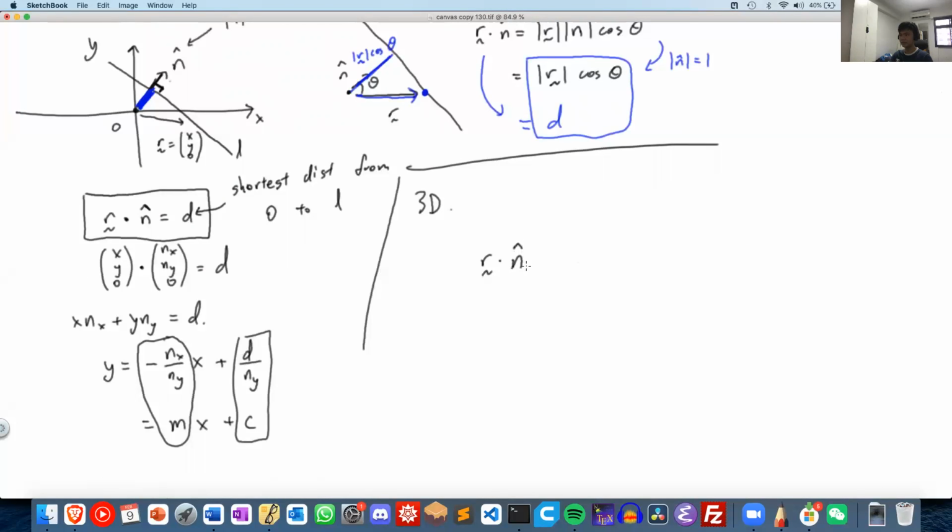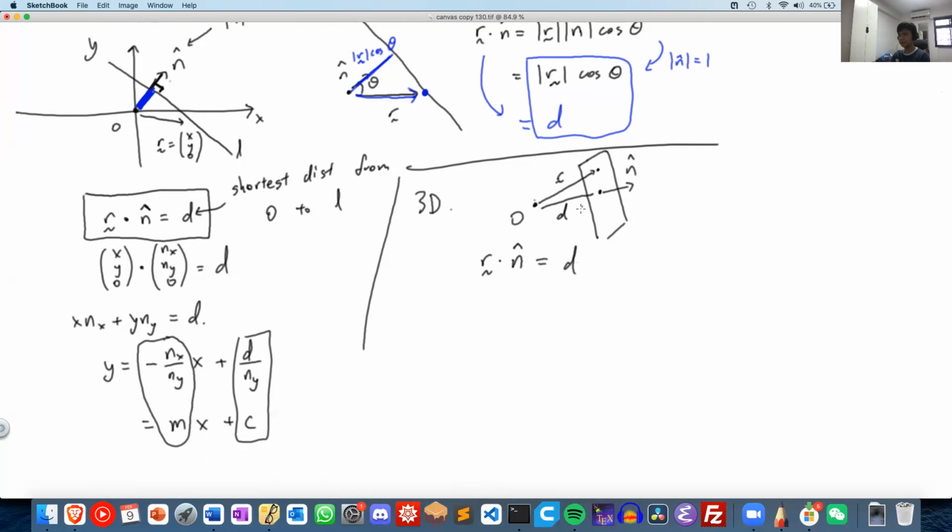So let's say we have a plane with a unit normal vector n hat, and we have the origin. Then for any point on the plane, r dot n hat is going to be the shortest distance from the origin to the plane. So let's say r was a point like this, then the shortest distance is going to be this distance.